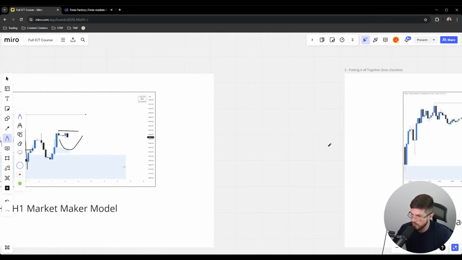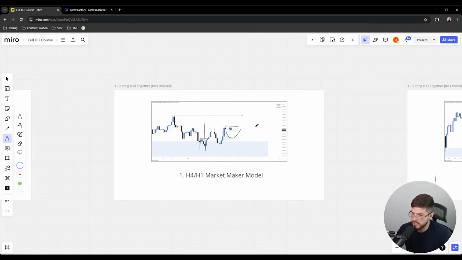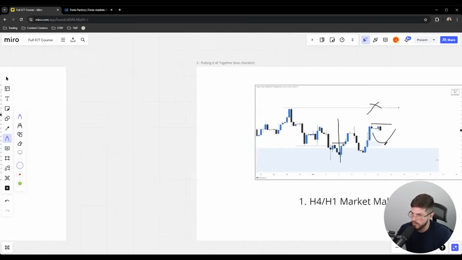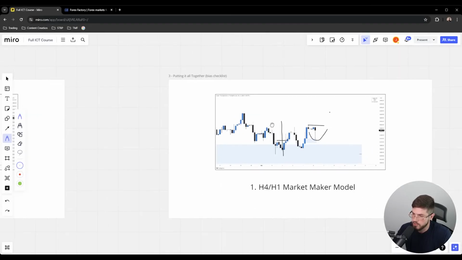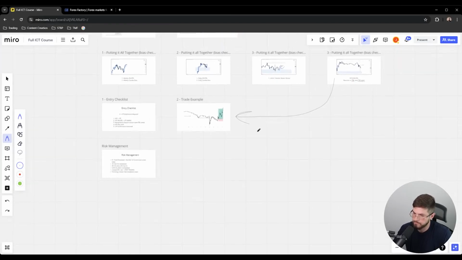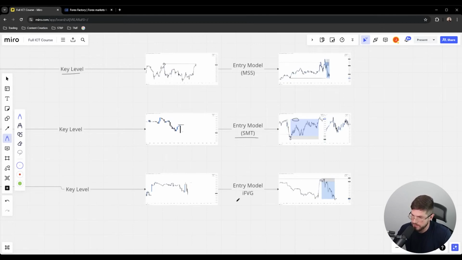Now, this was the high we're targeting in this example. Notice how we're not targeting all the way up here. We're not swinging for the fences because we're day traders. We're just using this to identify what way the river is flowing. We're not using this to trade that entire move. Now, the other entry models are going to be SMT and IFVGs, or inverted fair value gaps.